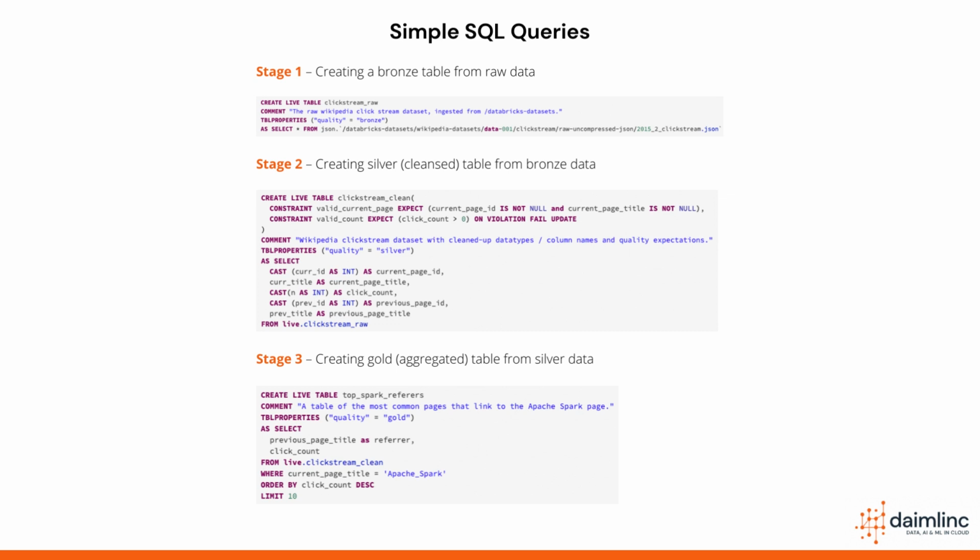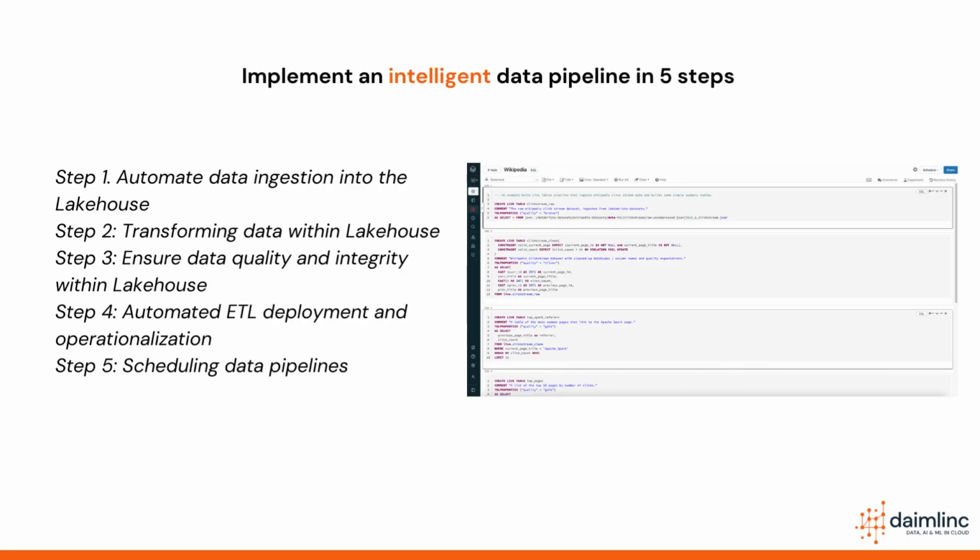You can configure these SQL statements to run as a pipeline using a Delta Live Table pipeline. You can develop these SQL statements in a notebook that can be scheduled to run as a Delta Live Table pipeline. Data teams can implement an intelligent data pipeline in 5 steps.